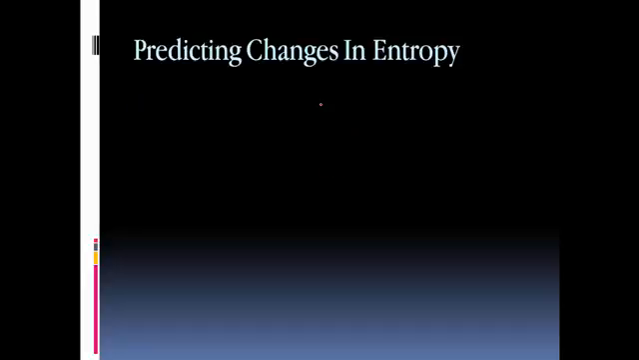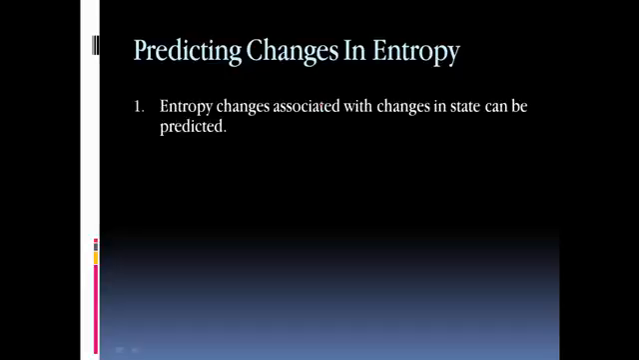So how do we predict changes in entropy? Sometimes we can just look at a chemical reaction and know if it's increasing or decreasing. So the first thing we would think about is entropy changes associated with changes in state. These are very easy to predict. So here's an example.